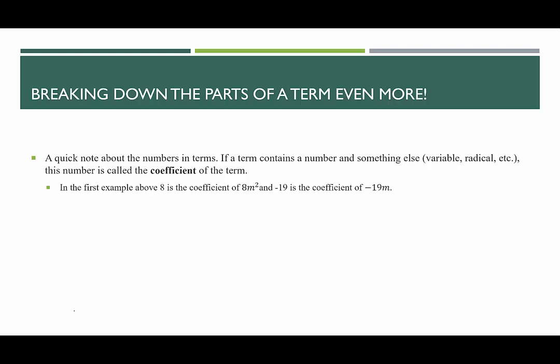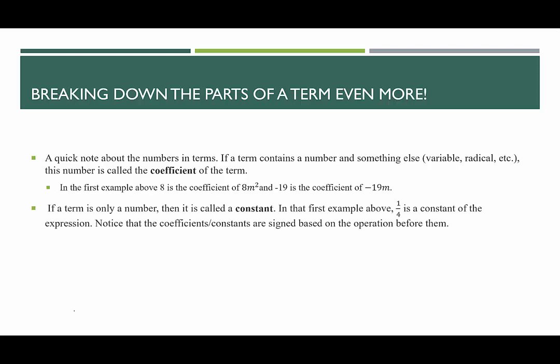And you might be saying, but wasn't there another number there? I remember it distinctly because there was a fraction, and you're right. But it doesn't have anything else, right? It's just that fraction. There's no variable, there's no radicand, it's just the fraction by itself. When we see that, that's called a constant.